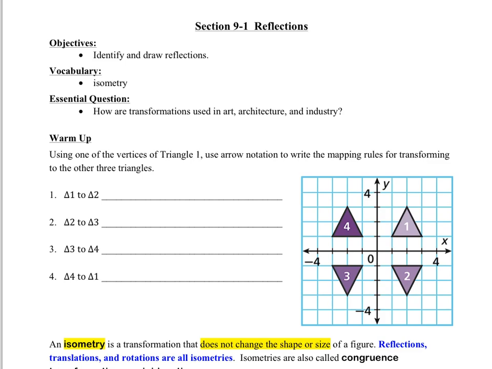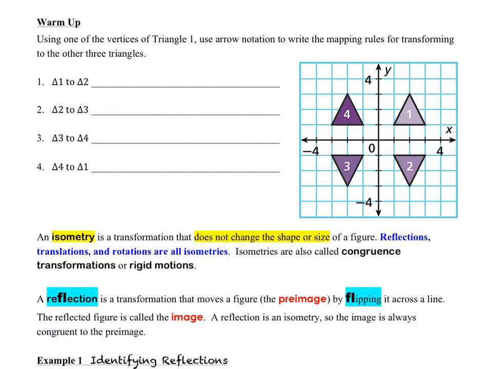All right, let's take a look at the warm-up questions. Using one of the vertices of triangle 1, that means one of the points on the triangle, use arrow notation to write the mapping rules for transforming to the other 3 triangles. So you may remember from the previous section that we learned all about mapping rules, and they are the statements that start with an X and Y and indicate what change has taken place to each one of the points.